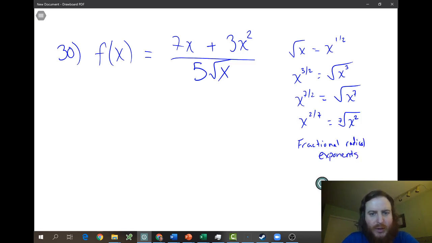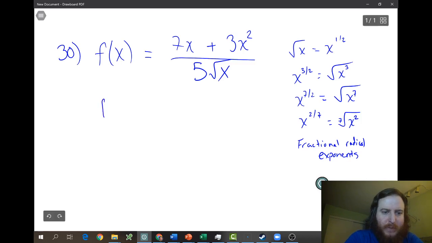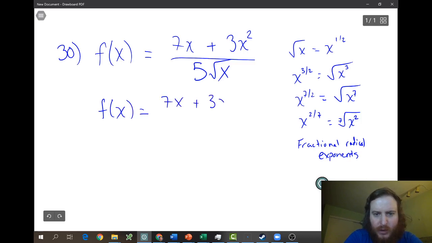Anytime in derivatives that we see a radical, one of the first things we want to do is change it to a fractional exponent, because that's going to help us get it into polynomial form. So the first thing I'm going to do here is say, okay, we have f of x equals 7x plus 3x squared, all divided by 5x to the 1/2.